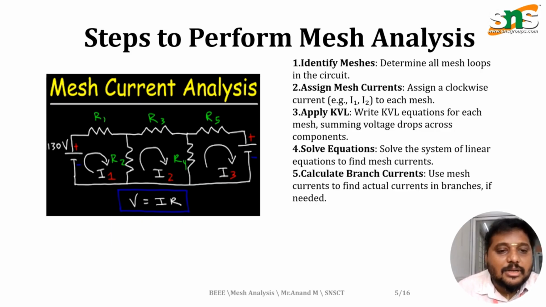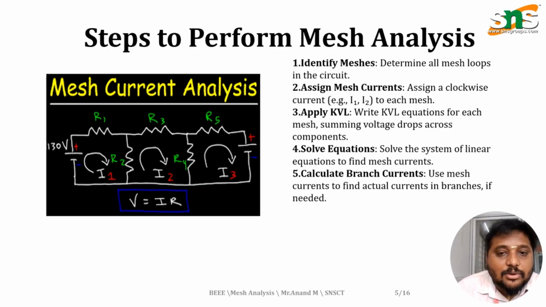So in this circuit, you are going to use the method of mesh voltage and current law with the help of Ohm's law, V equal to IR. First, identify the meshes. Determine all mesh loops in the circuit. So we have one loop, two loops, totally three loops. Then assign mesh currents. Assign the clockwise current, for example I1, I2, I3. So this is I1, I2, I3.